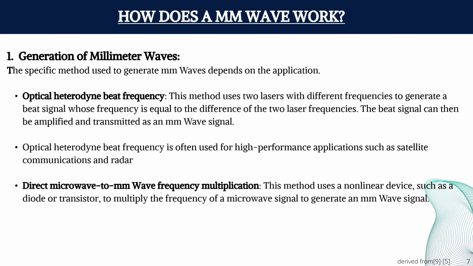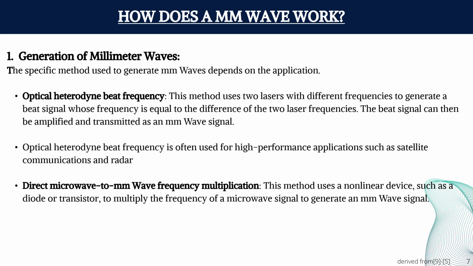Optical heterodyne beat frequency is a method which uses two lasers with different frequencies to generate a beat signal whose frequency is equal to the difference of the two laser frequencies. The beat signal can then be amplified and transmitted as a millimeter wave signal. According to this method, it is mainly used for high performance applications such as satellite communications and radar.